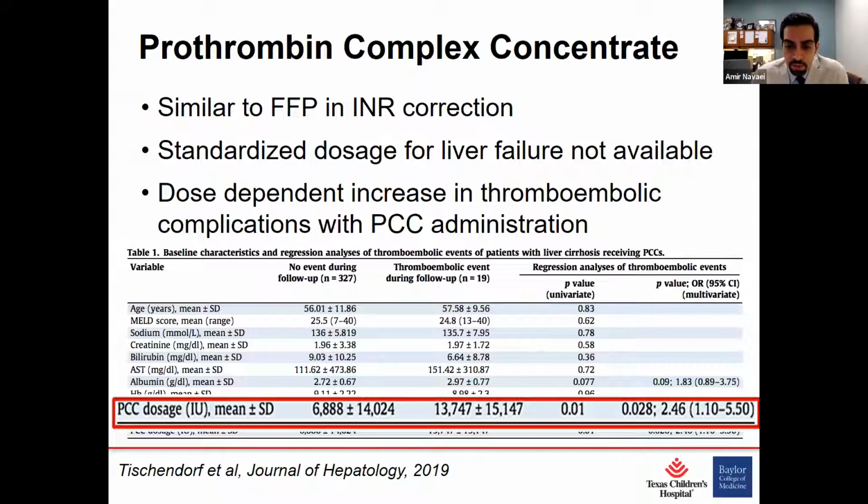The doses that they used are significantly higher than what we would typically use. Other studies showed that a dosage of about 20 per kilo has been safe. For the sake of time, I was not able to show all the studies here, but there is a dosage-dependent increase in thromboembolic complications, and that's an important factor to consider.